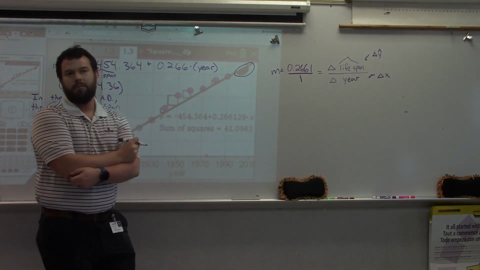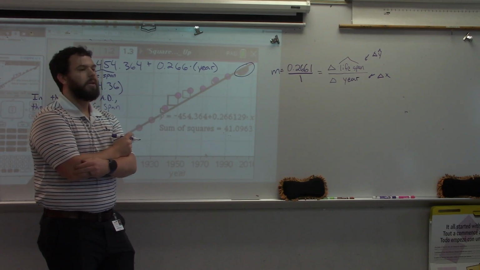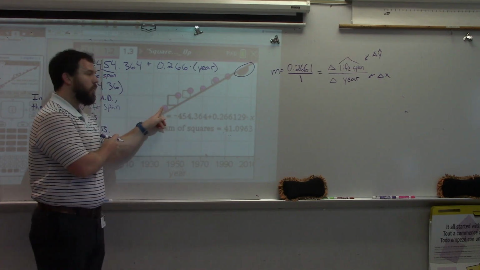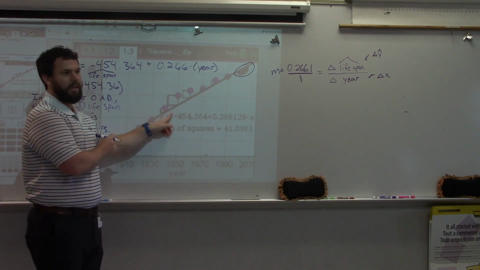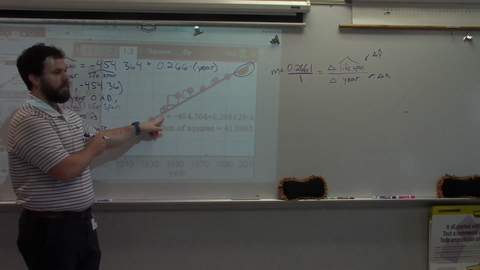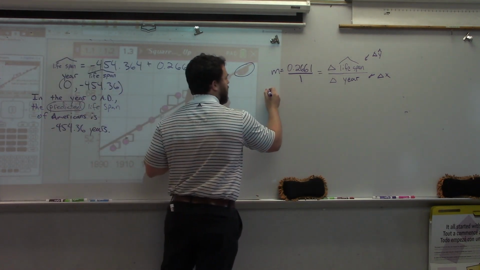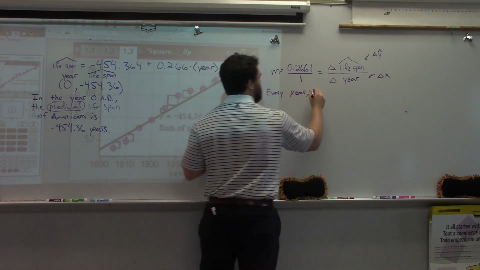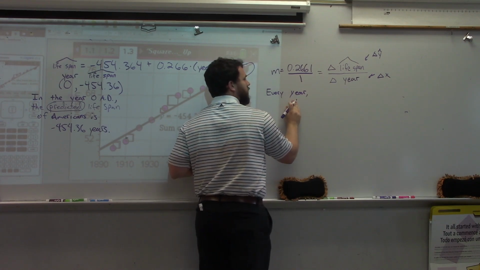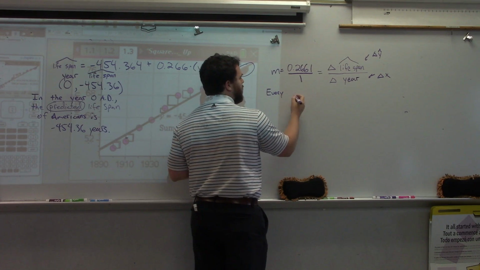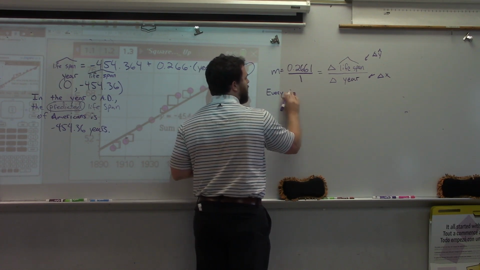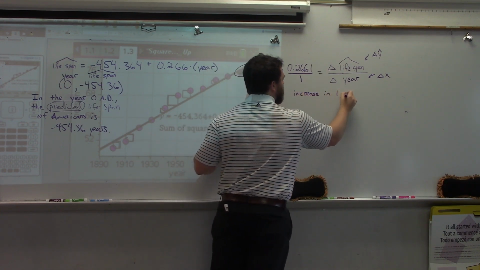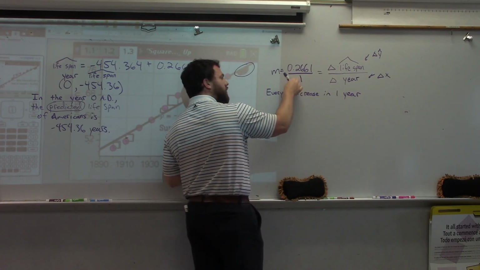When you interpret slope on the AP exam, you have to use predicted, because is it about the actual data points you're discussing or about the predicted line? The predicted line, right? The regression. So, every year, and one thing they do like to see is every extra year or every increase in 1 year. Notice how I'm using that number.